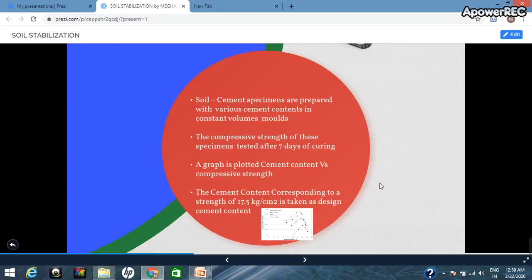The compressive strength of these specimens is tested after 7 days of curing. A graph is plotted which represents the various compressive strengths observed with different cement content. The cement content corresponding to a strength of 17.5 kg per centimeter square is taken as the designed cement content. Now this graph would be different for different types of soils. As we have discussed earlier, one of the factors affecting the soil cement mix is the type of soil.